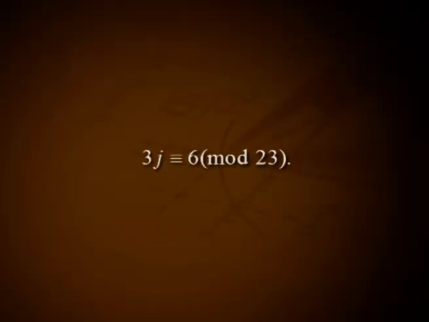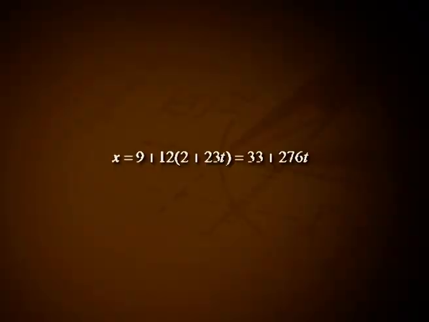For x to satisfy the last congruence, we must have 17(9 + 12j) ≡ 9 mod 23, or 204j ≡ -144 mod 23, which reduces to 3j ≡ 6 mod 23. Hence, j ≡ 2 mod 23. This yields j = 2 + 23t with t an integer, and hence x = 9 + 12(2 + 23t), which is equal to 33 + 276t.